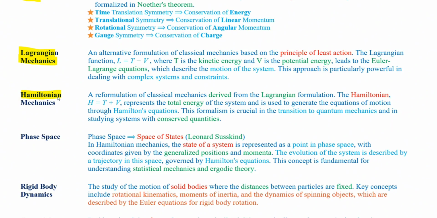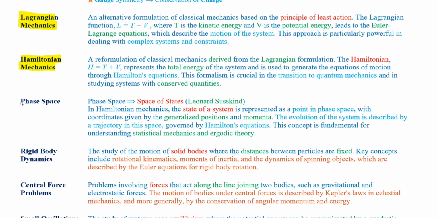The Hamiltonian mechanics. Hamiltonian mechanics is another reformulation of classical mechanics, closely related to the Lagrangian approach. The Hamiltonian function is defined as H equals T plus V, representing the total energy of the system. And this leads to Hamilton's equations. These govern the time evolution of the system and are crucial for transitioning to quantum mechanics and analyzing systems with conserved quantities.